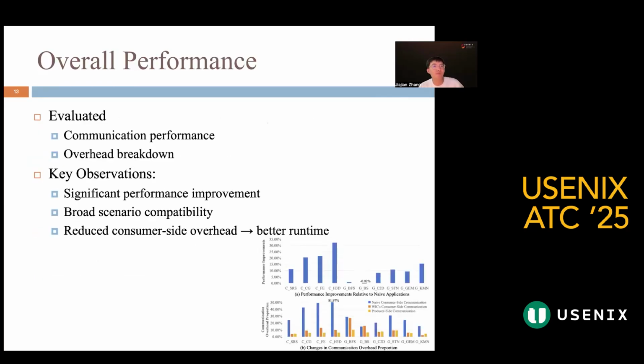Okay, so first, overall performance. We compare overall performance against traditional cross-device communication from two angles: the performance gains, and how it changed the breakdown of communication overhead. From the results, we've got three clear takeaways. First, WIC gives a big improvement to communication efficiency overall. Second, it works well across different communication scenarios. And third, it cuts down consumer-side communication overhead quite a lot.